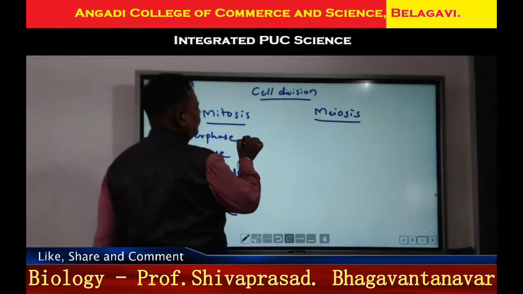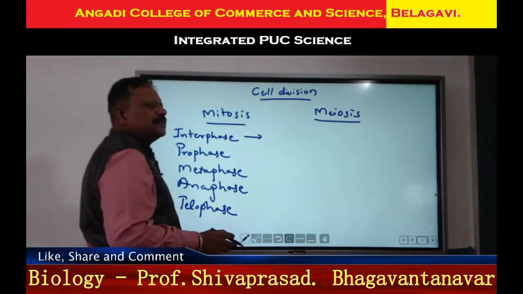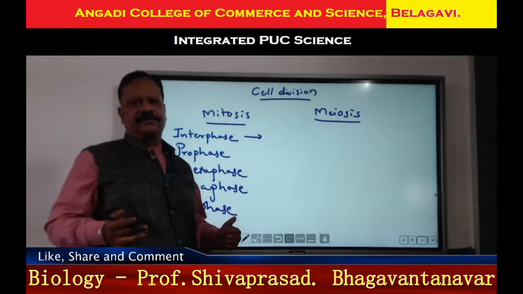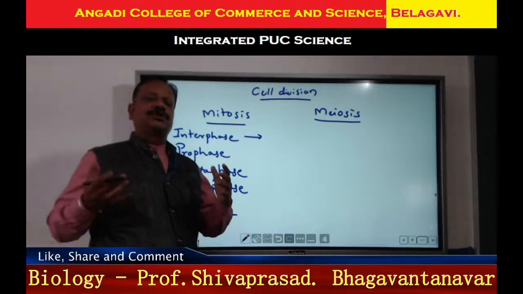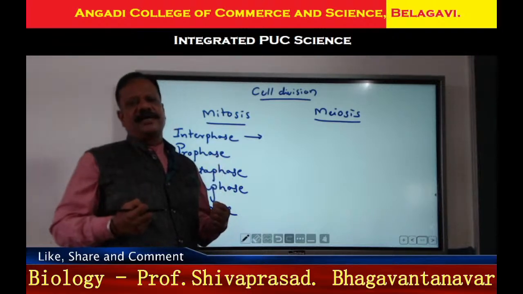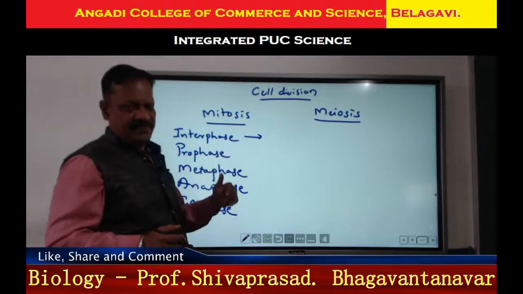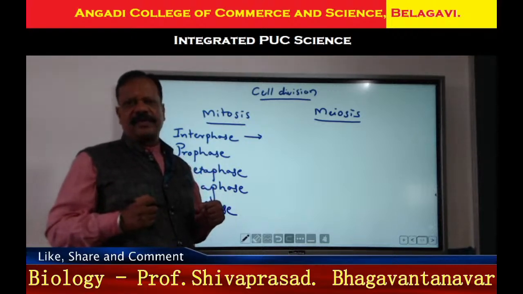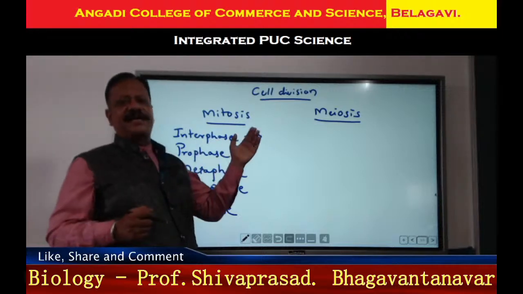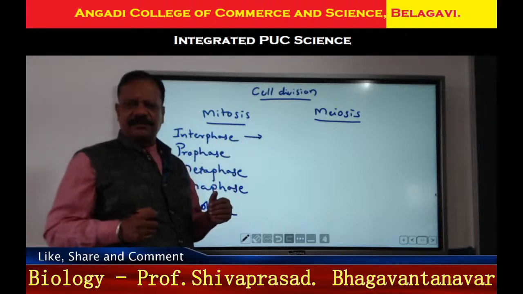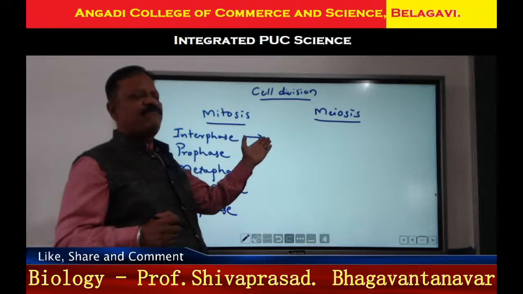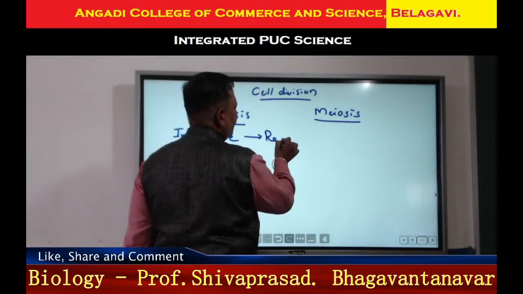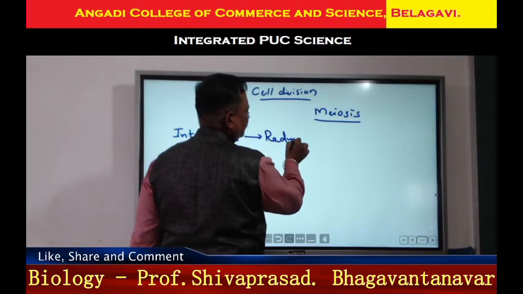In case of this, the cell is becoming ready to divide, in the sense the storage of food material, everything is done in interphase. The cell enlarges in size, okay, and the chromatin is somewhat thicker. Such a type of ready phase, what is that? You are calling it as interphase. I am writing it as ready phase.